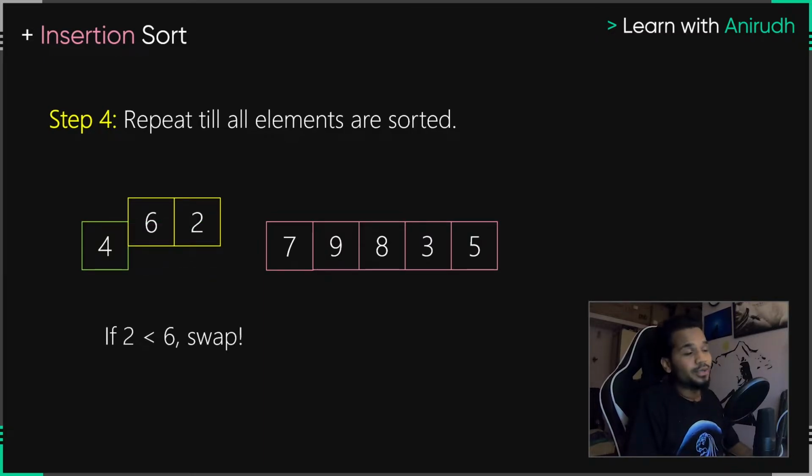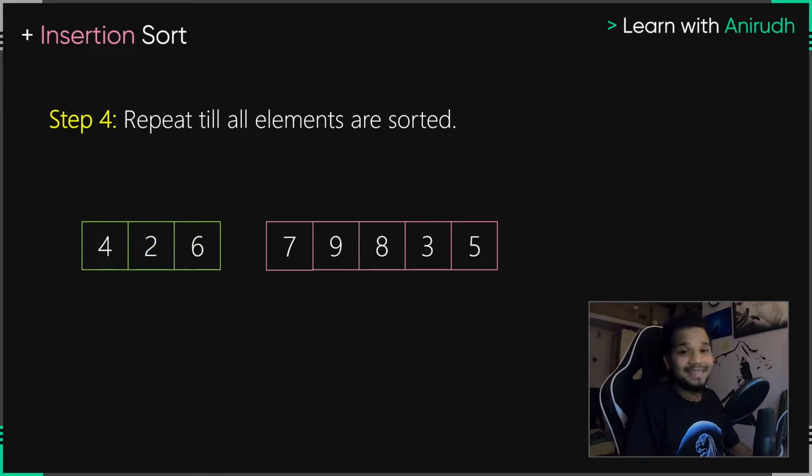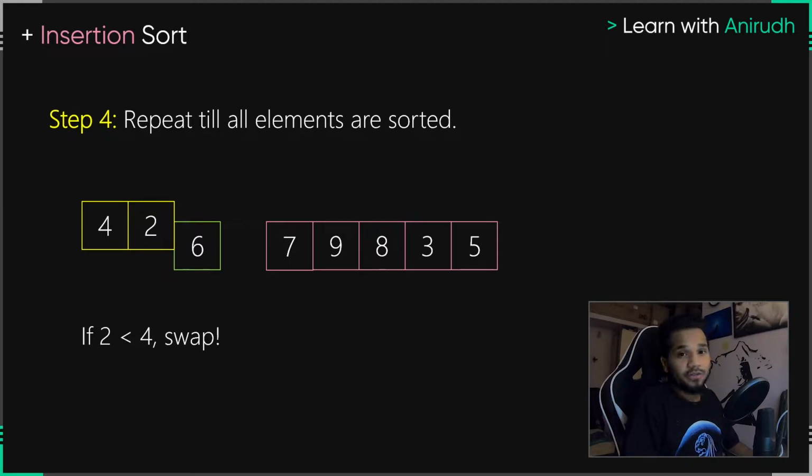So we compare 2 with 6. Is 2 less than 6? Yes. If it is, what do we do? We just swap it. Done. We just swapped it and now it says 4, 2, 6. Is it still sorted? Absolutely not. What do we do again? We compare 2 with 4 again and we ask, is 2 less than 4? Yes, 2 is less than 4. So what do we do? We swap it.